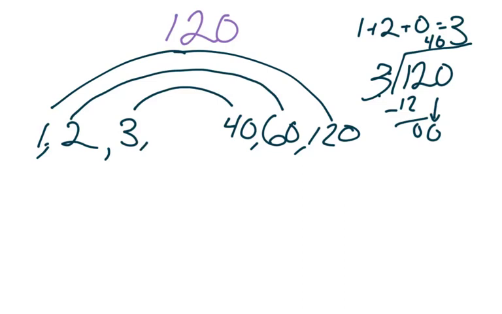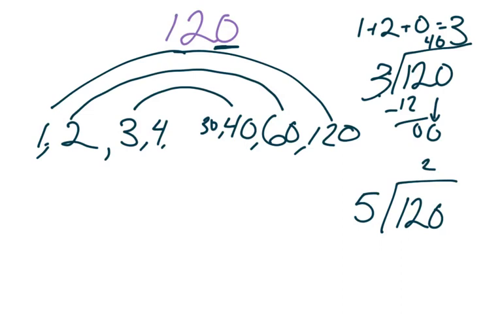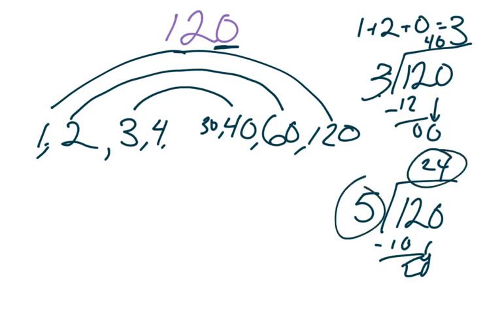Keep it going. 4 times 30 will give me 120. Oh my, I'm already running out of room. 5, 120 has a 0 in the ones place, which means that it must be divisible by 5. Again, you don't have to know off the top of your head what that is. You can do that division out and find your other factor of 120. So let's see, 5 and 24.